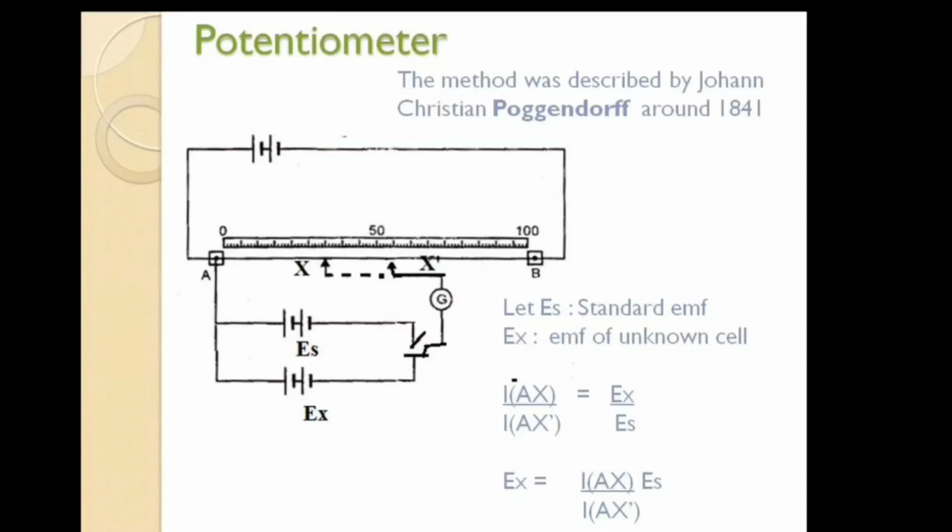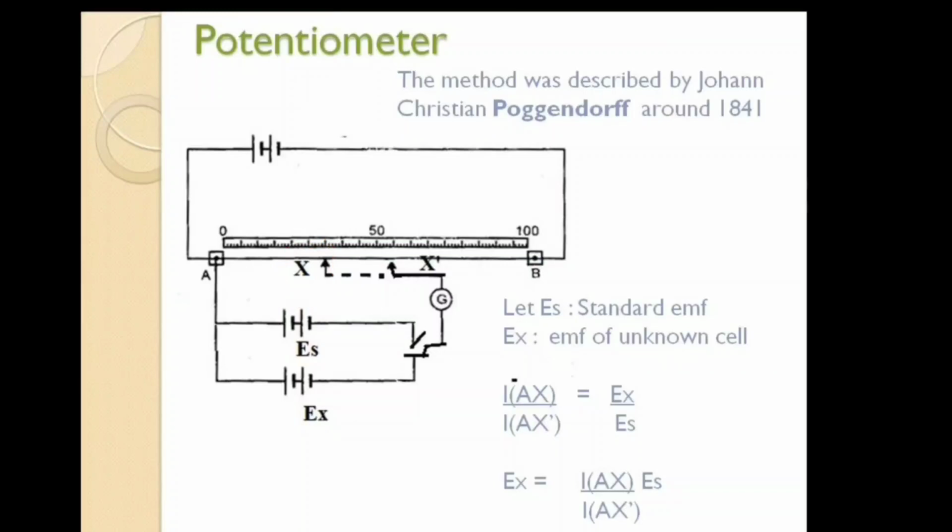Now let us discuss the working. First of all, bring battery Es into the connection by using this key. Now suppose that as per the principle, no current flows at point X'. Now bring this battery Ex into the circuit and again move the jockey. So what happens? The EMF of this battery is opposed by the standard battery. That means no current flows through the circuit. So let's suppose that this is the point X where no current flows through the circuit.